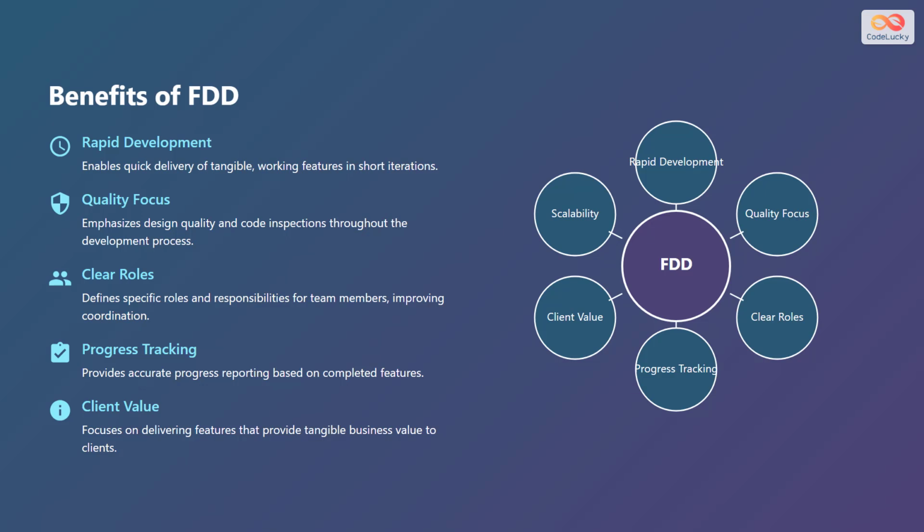Third, clear roles. It defines specific roles and responsibilities for team members, improving coordination. Fourth, progress tracking. FDD provides accurate progress reporting based on completed features. Fifth, client value. It focuses on delivering features that provide tangible business value to clients.